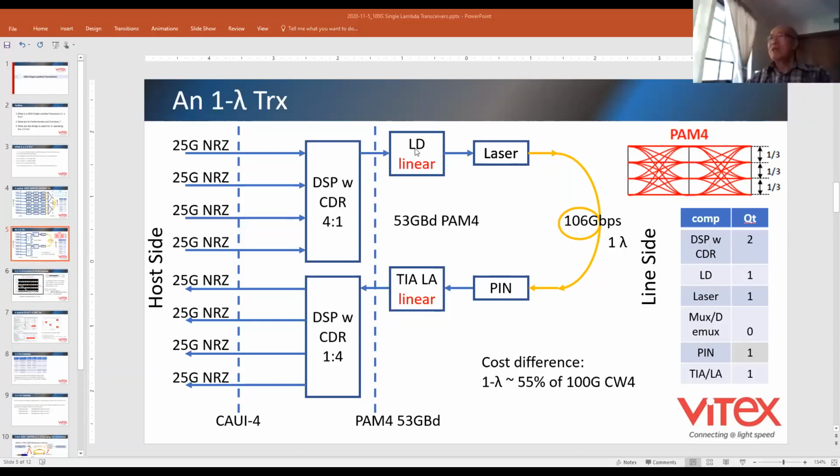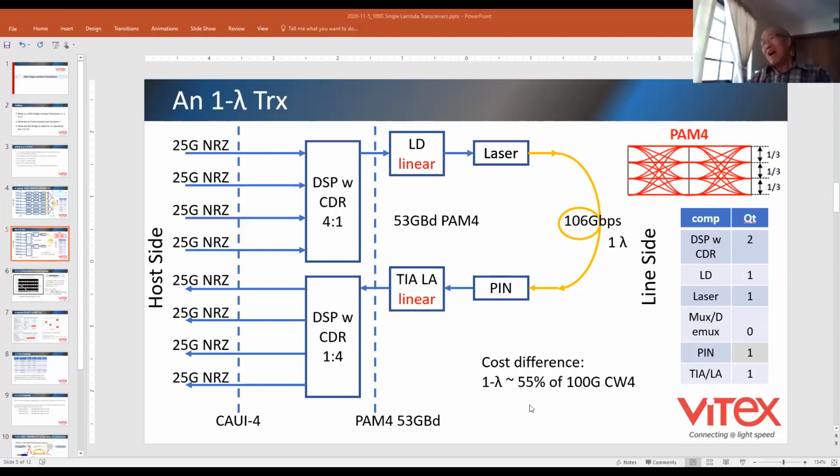Be careful. I put red on here because now the difference in components is linear. The laser driver has to be linear, and so does the TIA. Since the signal format is PAM4, everything has to be linear, as opposed to NRZ. Then it comes back to the second half of the DSP, going back to the host. So you can see the component count here is a little bit less now.